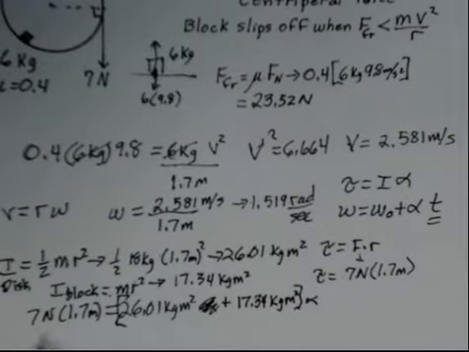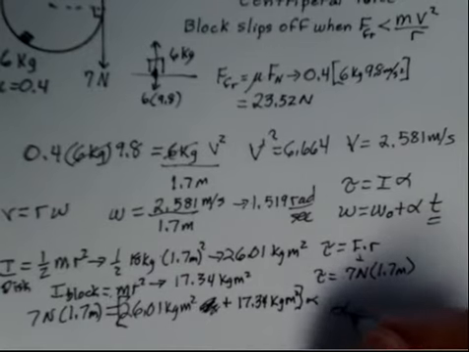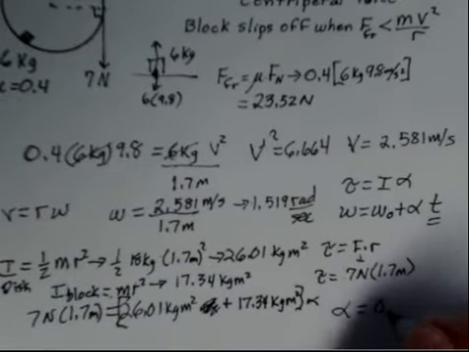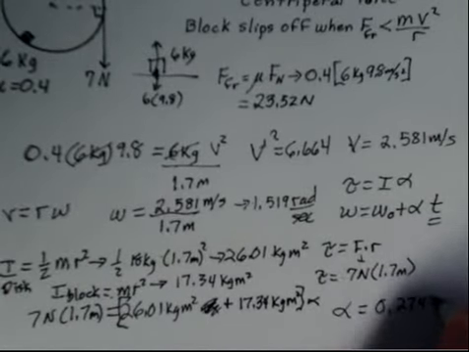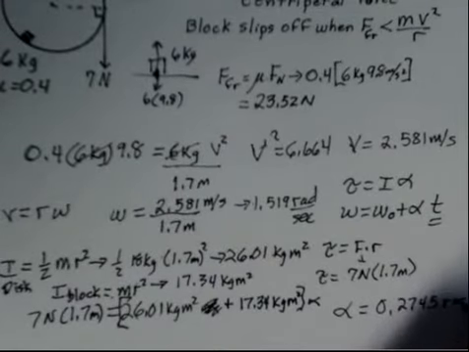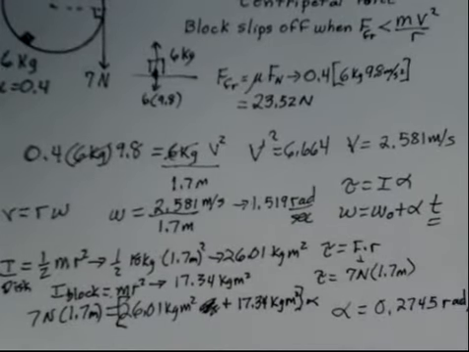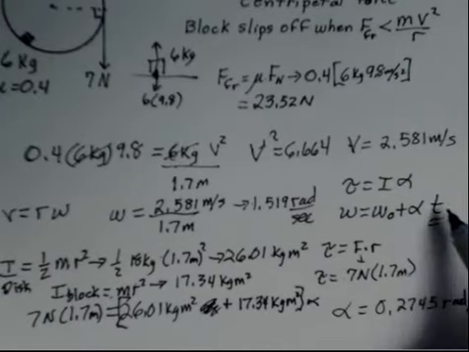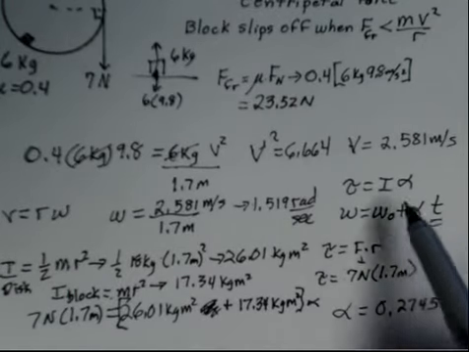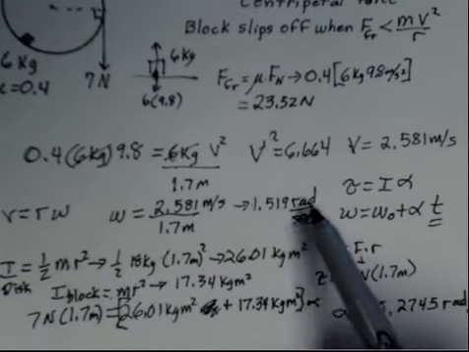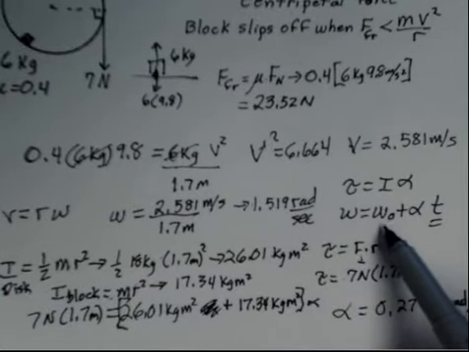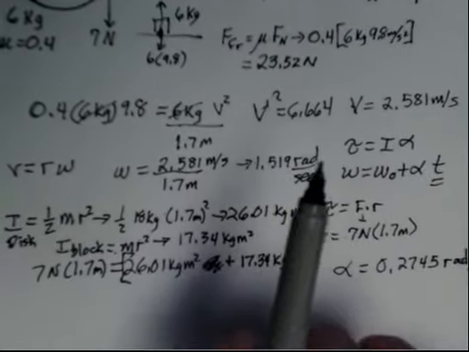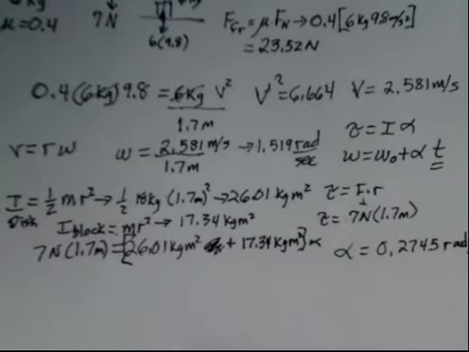So multiply 7 times 1.7, add these two numbers together and divide, and check the value of alpha. I came up with alpha of 0.2745 radians per second squared. We'll use that alpha now to calculate the time. Since we know the omega, 1.519, and we're starting from rest, let's use this alpha and calculate the time to get up to that speed.